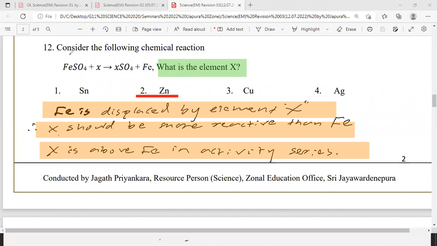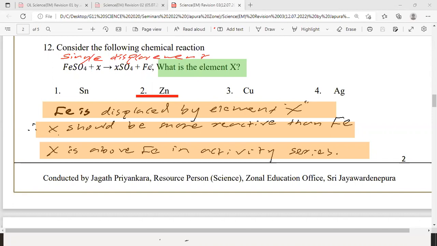This is a single displacement reaction. For the single displacement reaction to occur, the metal added should be what? More reactive than the one in the solution. For the single displacement reaction to occur, the metal added should be more reactive than the one in the solution.